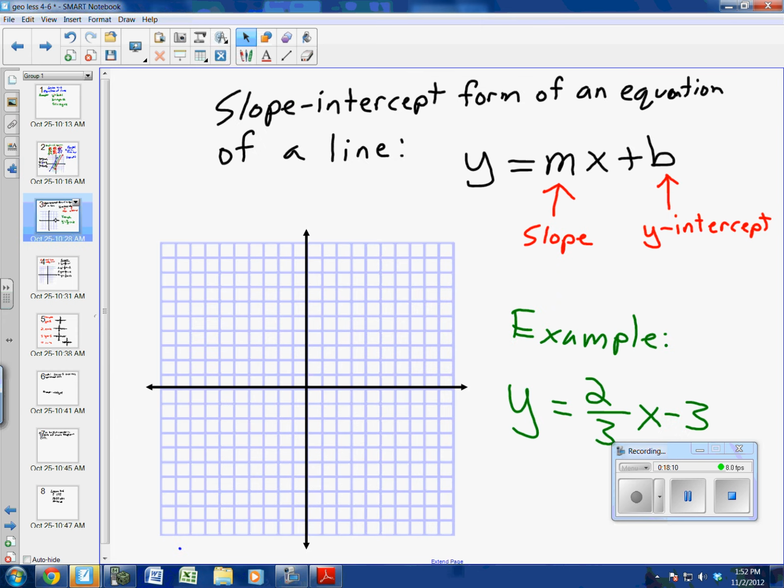Okay, so guys, we're going to teach you about the slope-intercept form of the equation of a line right here. Everybody write this down. If you solve an equation for y, we get y = mx + b. The number by the x is the slope. The other number is where it crosses the y-axis.